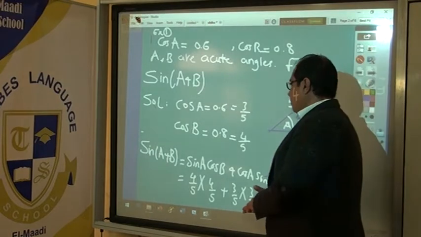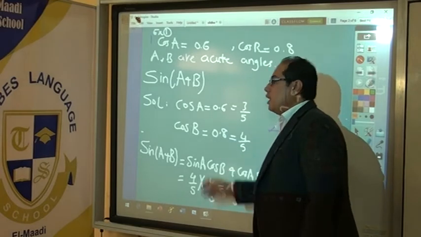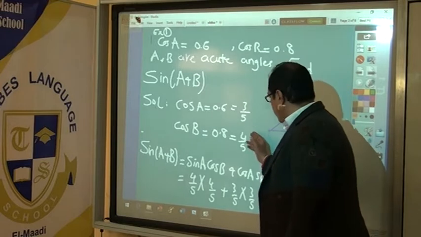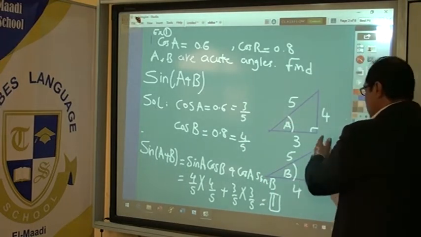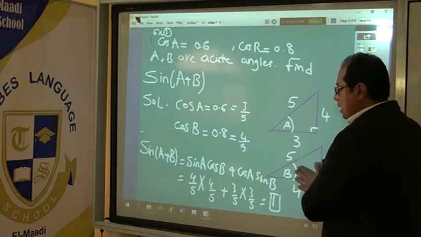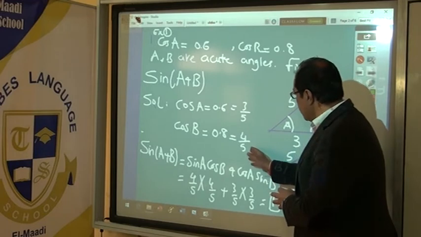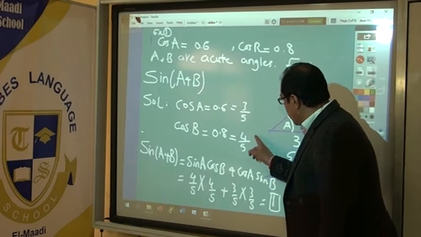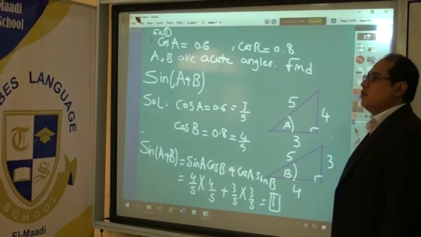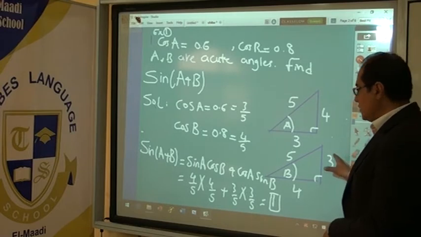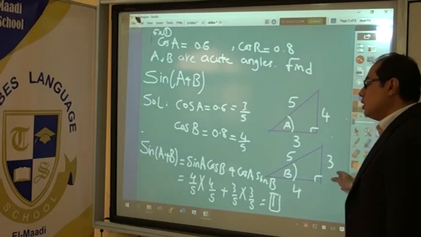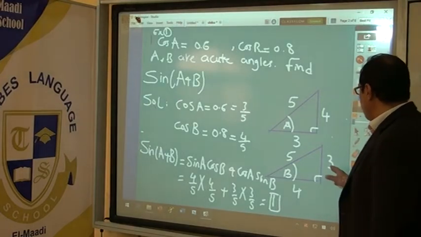Also for angle B, cosine B is given as 0.8. I write this value as a fraction, 0.8 equals 4/5. Then I draw a right-angled triangle for angle B. Cosine B equals 4/5, so the adjacent side equals 4 and the hypotenuse equals 5. By using Pythagoras' theorem, the opposite side equals the square root of 5² minus 4², and this value equals 3.